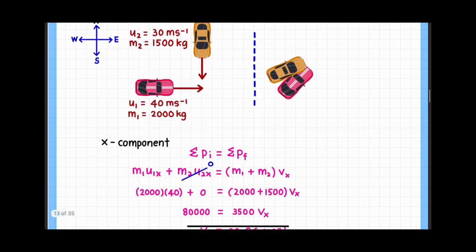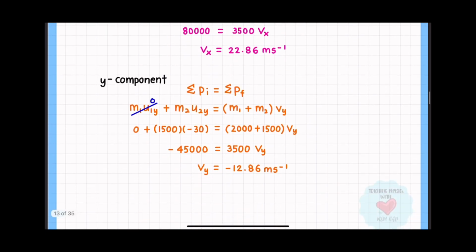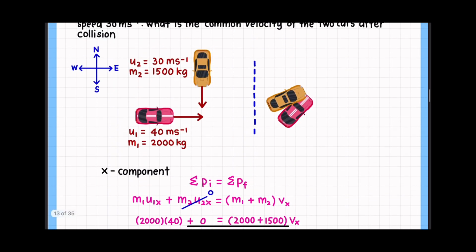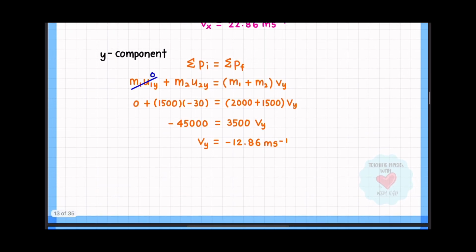Okay, dan untuk Vy pun sama. Vy komponen U1 tak adalah Y sebab motion dia adalah horizontal, tapi untuk U2 dia ada, iaitu dia ke bawah kan. Okay, so dia akan jadi macam ni lah. M1 U1Y 0, M2 U2Y, nampak tak saya letak negatif 30. Kenapa? Sebab arah dia adalah towards negative Y axis. Okay, so masukkan negatif, so we get Vy is equal to negative 12.86 meter per second. Kita tak salah pun dapat negatif, boleh saja.